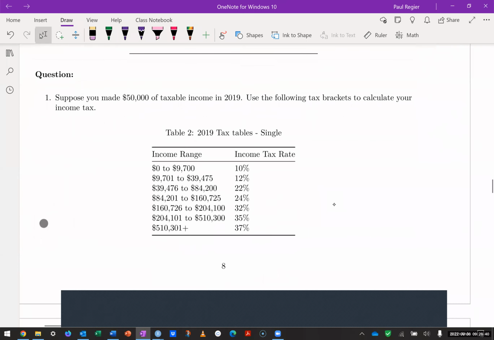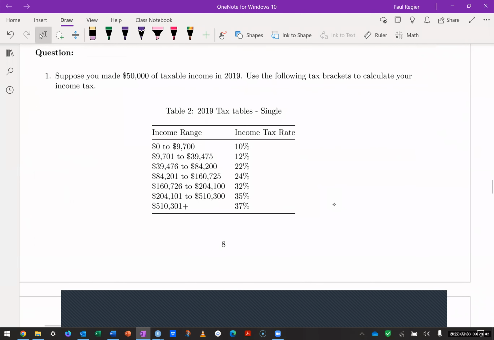Let's see here. Let's jump down to this example here. I think this is in the quiz. Here's an example where you make a little more, 50,000. In this case, we have to figure out what bracket we're in. Where does 50,000 fall? You see it falls in this interval here. That means we're going to be charged taxes on 3 segments.